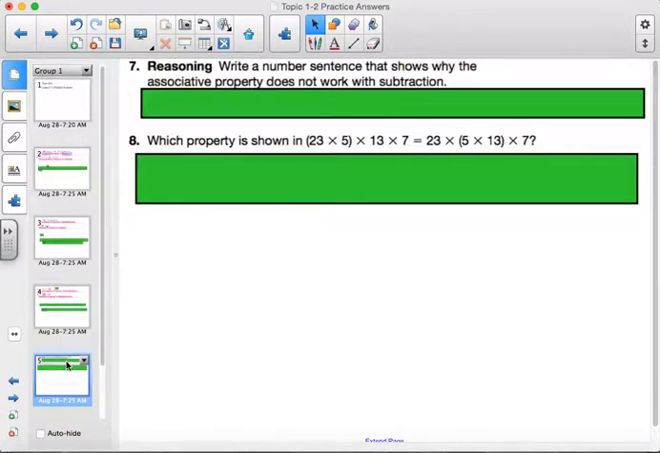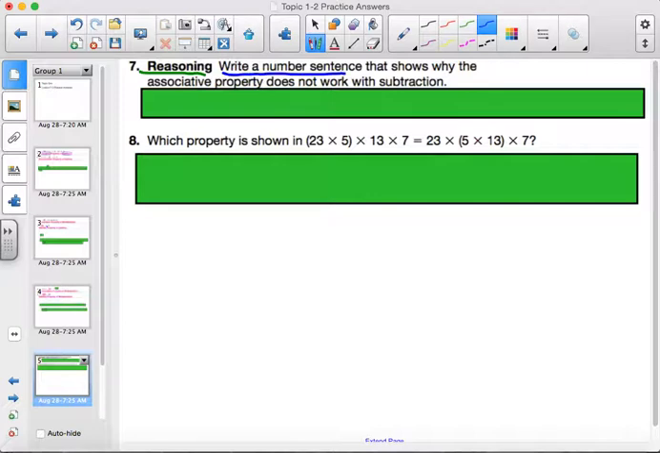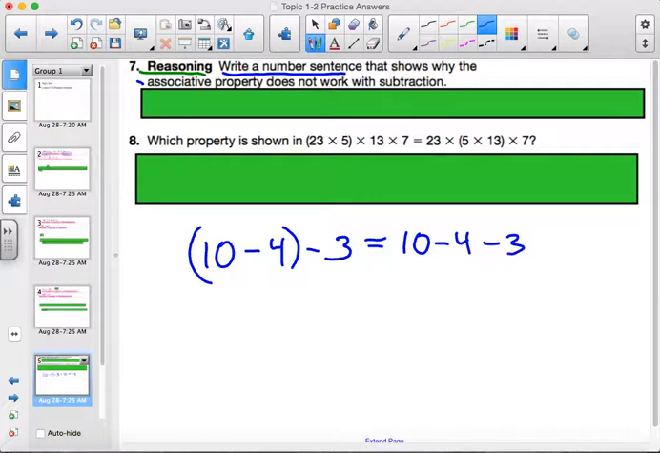Then they give us these questions, and when you see a question that says reasoning, that means they want you to think a little deeper about the concept. Write a number sentence that shows why the associative property does not work with subtraction. Well, you are going to write a problem that proves that you can't use the associative property with subtraction. So in other words, you might do something like this. 10 minus 4, I'm going to do that first, minus 3, and then we're going to use the same numbers, but change the order by which we do them. So you would simply move your parentheses.